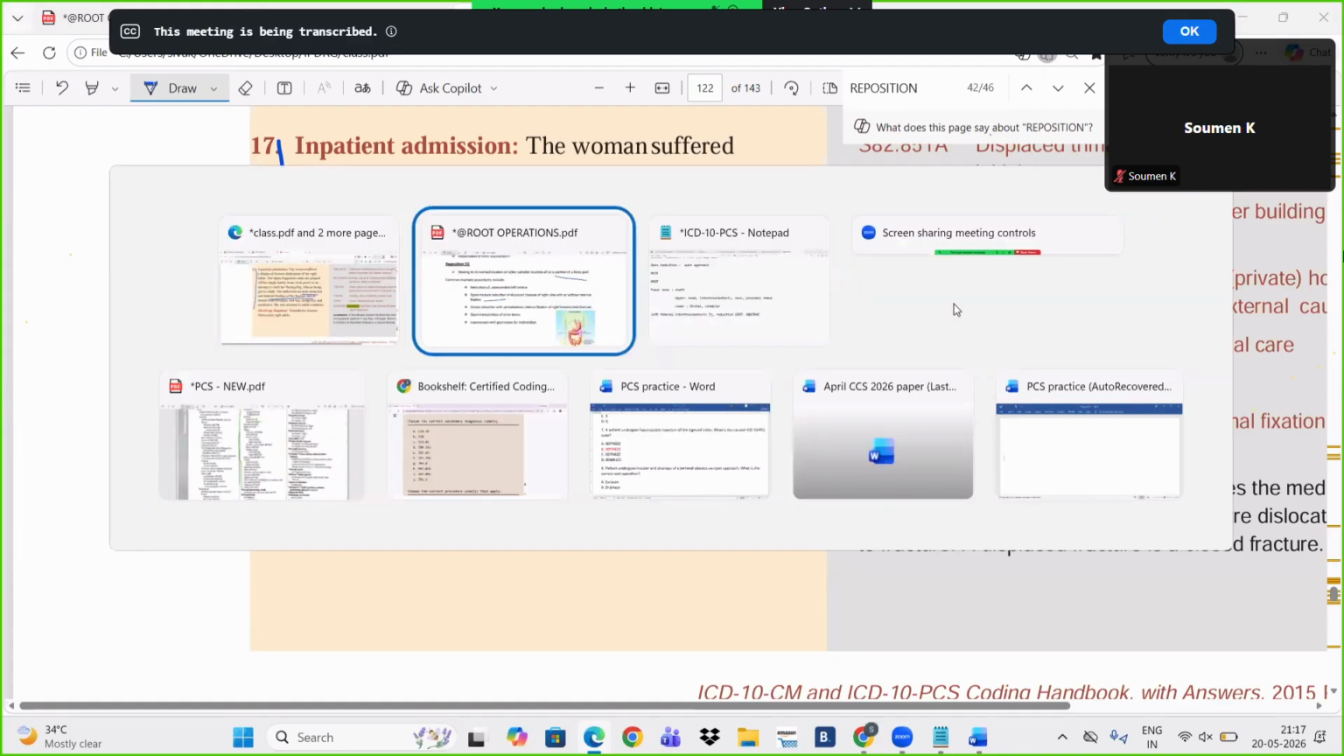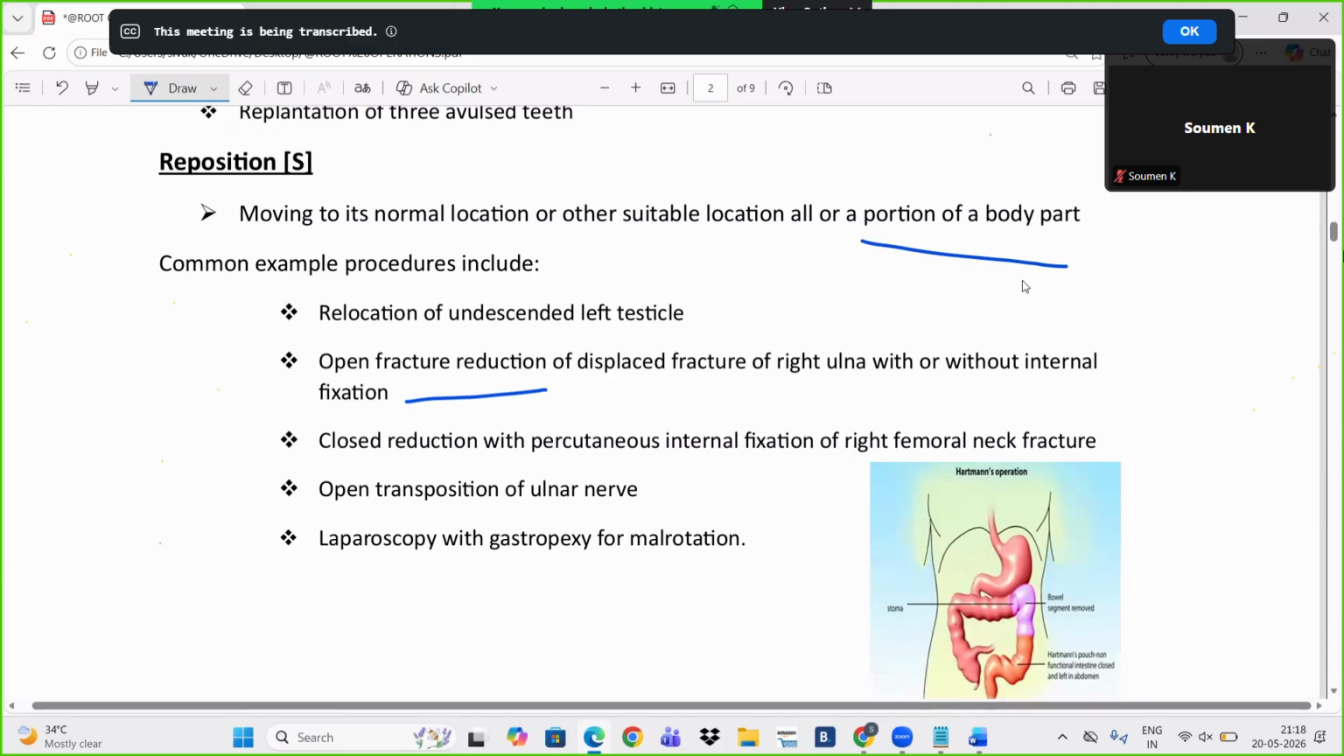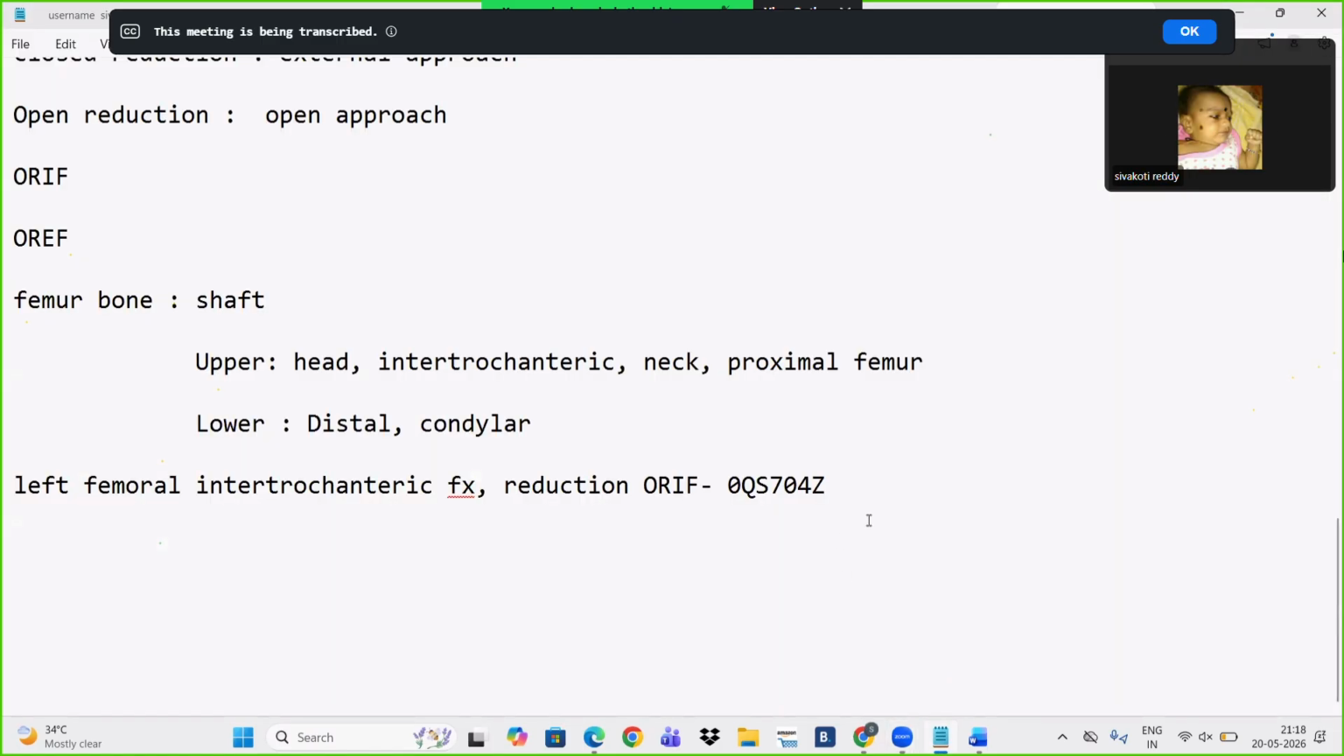So for tomorrow, the recording has stopped. For tomorrow, you can learn the root operation definitions of drainage, extirpation, fragmentation. Read before the class, guys. Without your support, we can't complete your certification.